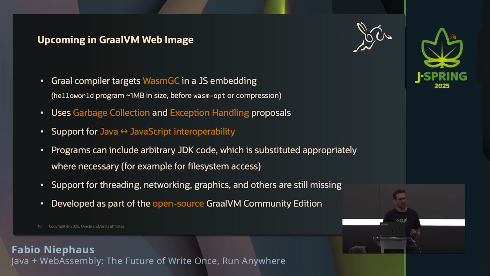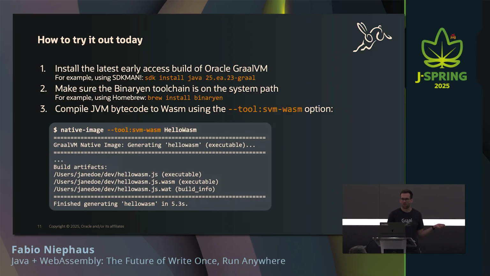But of course, contributing is not always an easy starting point. A better starting point is probably you trying it out. So you can try it out today. Just download a GraalVM 25 EA build, for example, using SDKMAN. You also need this thing called Binaryen, which you can, for example, install with Homebrew. And then you can use this tool with the svm-wasm option. That's the experimental option to build Wasm modules.